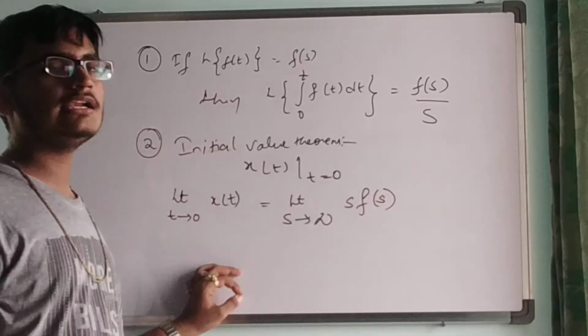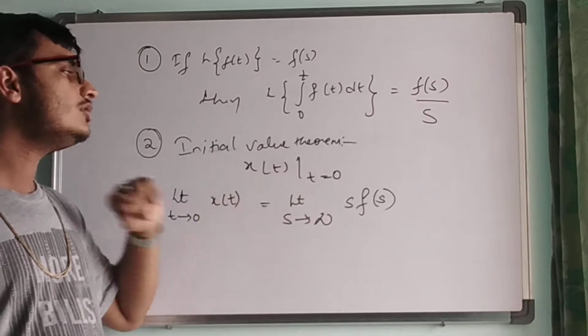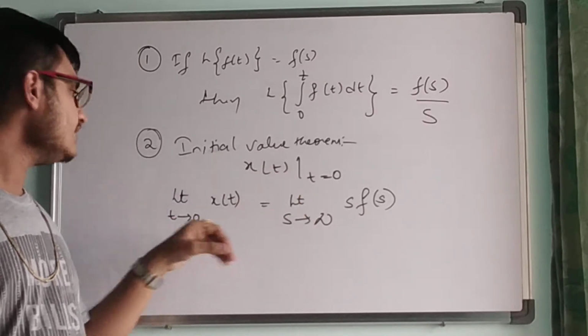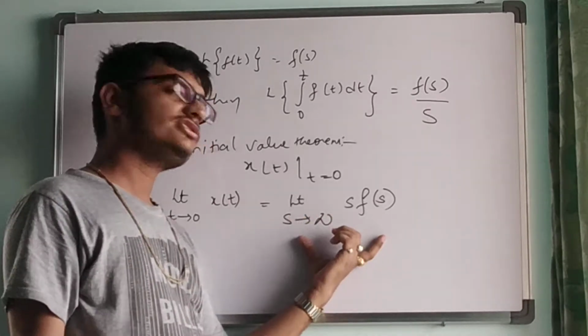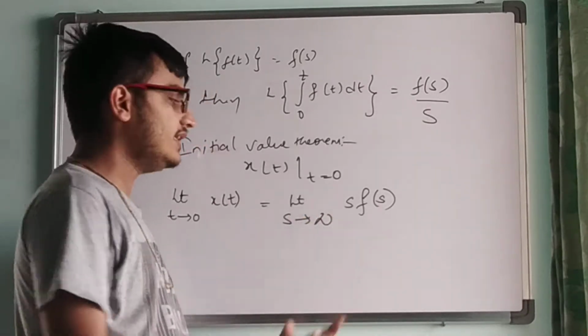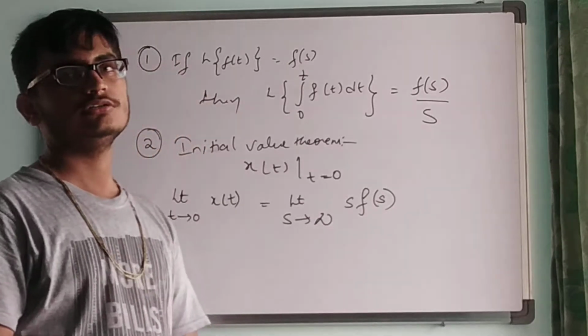If you want to calculate the initial value at t is equal to 0 for the function f of t, that is limit t tends to 0, x of t, then you will calculate using this theorem, that is limit s tends to infinity, s into F of s.